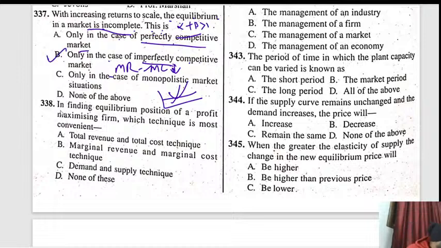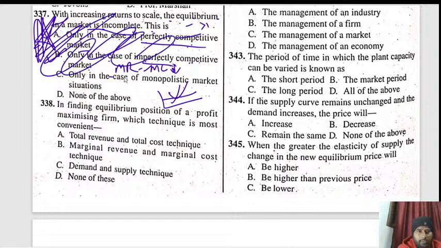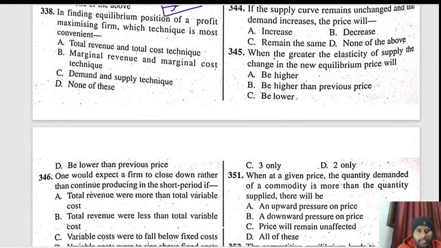337 it will be B, I think. 337 it is A only. Only in the case of perfectly competitive market, the equilibrium in a market is incomplete with increasing return to scale. Okay. So I'll also come back to this particular question 337. इसको मैं लेके आऊँगा दोबारा. ठीक है.